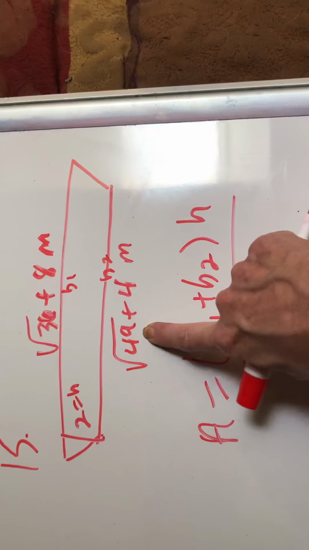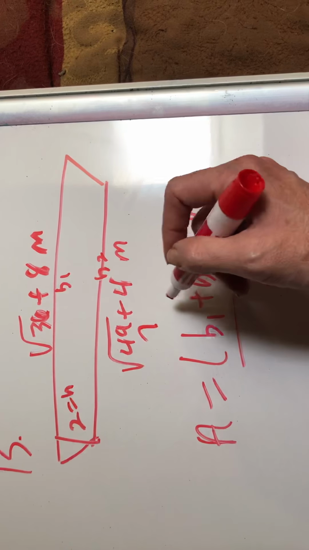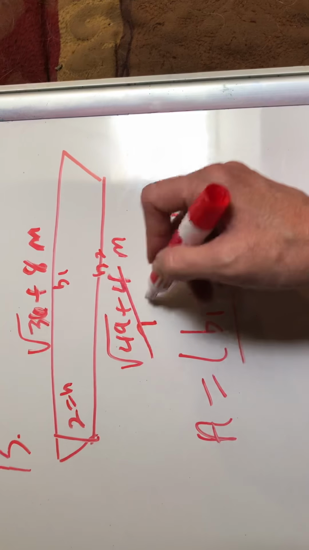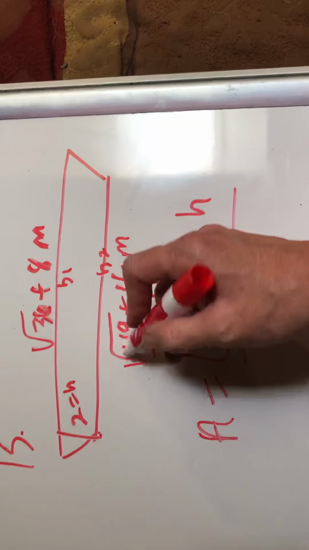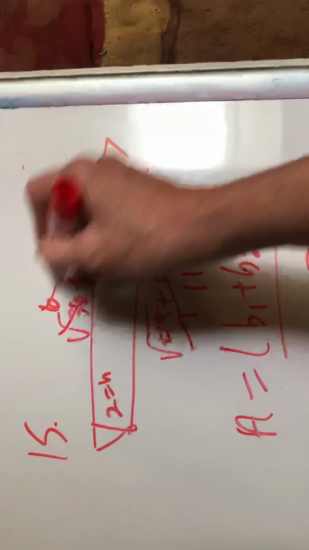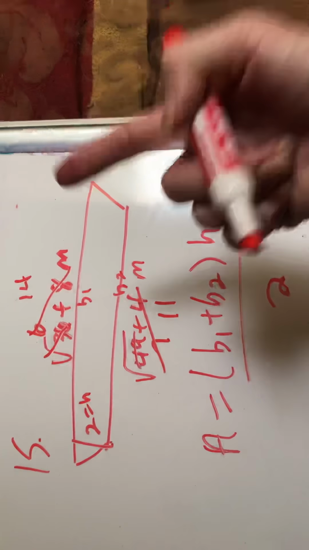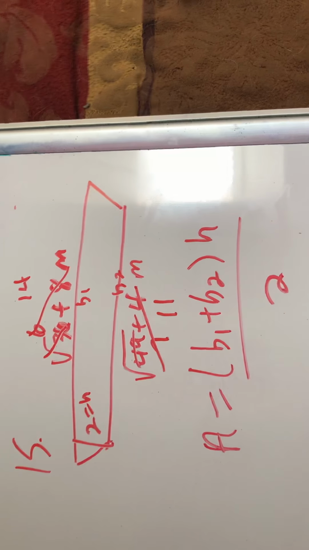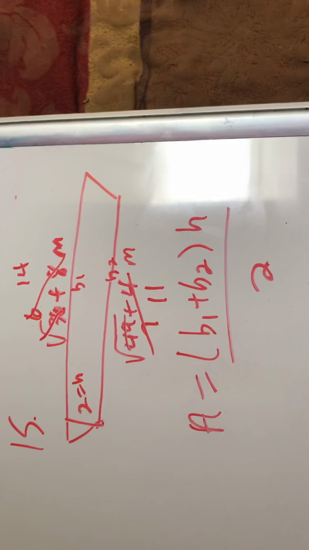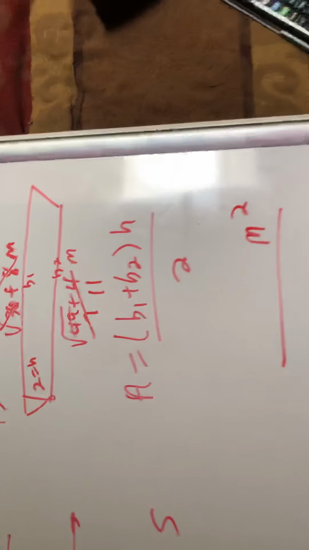Well, don't freak out at these bases. What is the square root of 49? 7. So this side is just 11. Square root of 36, 6. 6 plus 8 is 14. So this base is 14. So you're doing 14 plus 11, getting that added up, multiplying by 2, and then dividing by 2 to find the area. And you're going to put meters squared. So you can finish 15 now.